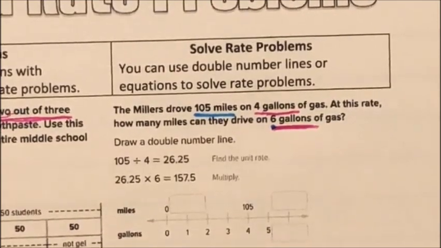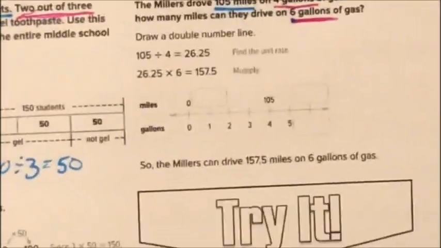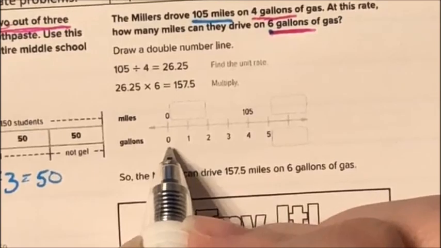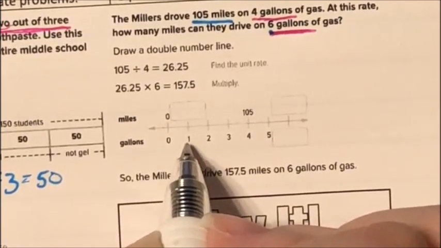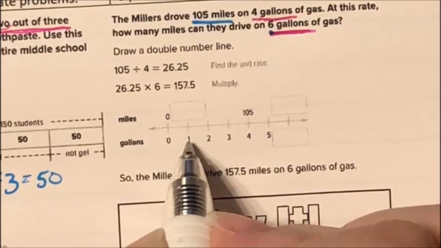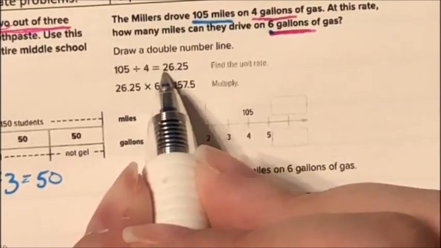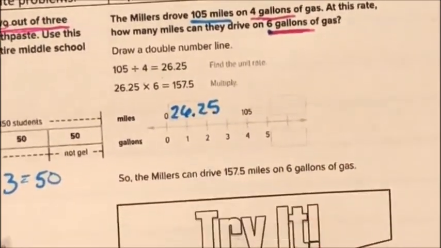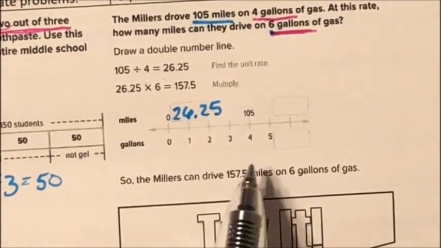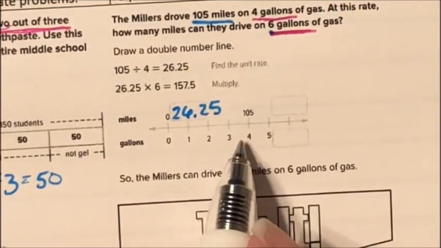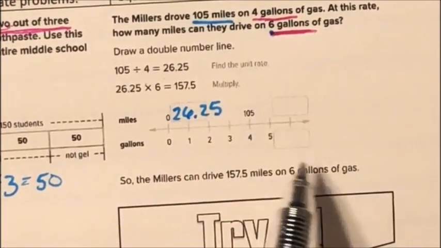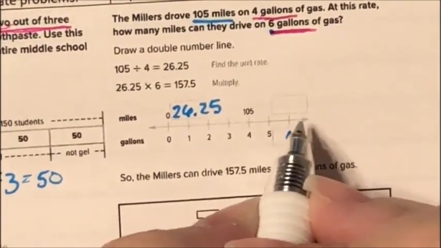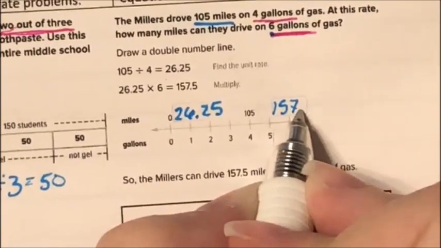So I can look at my number line right here. It says 0, 0. If I didn't go anywhere, I didn't use any gallons. My unit rate, 1, so that's 1 gallon. I don't know how many miles. I found that up here, 26.25. That goes in my first box, 26.25. Then I knew 4 and 105, because that's what they gave me in my problem up here. And then for 6, because I multiplied the unit rate by 6, they used 157.5.